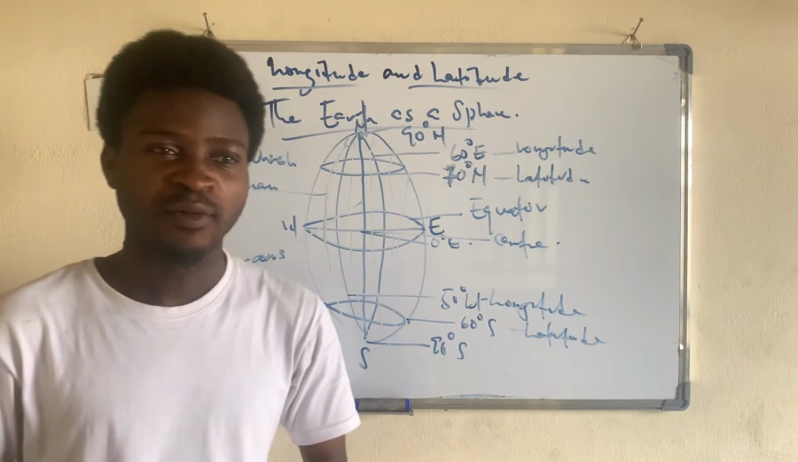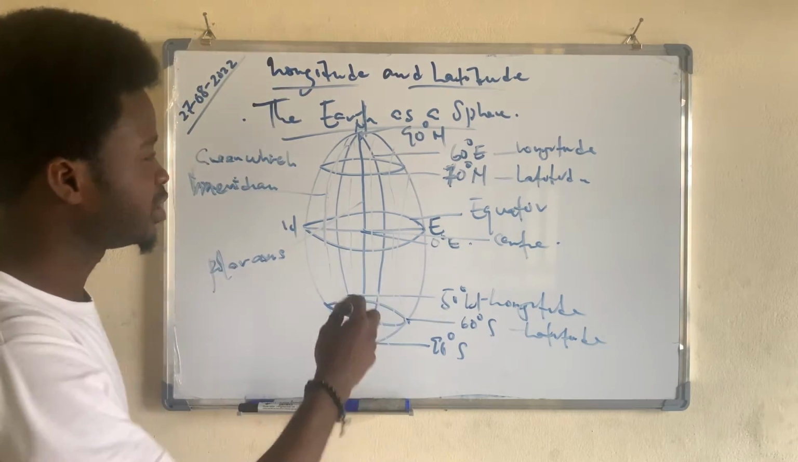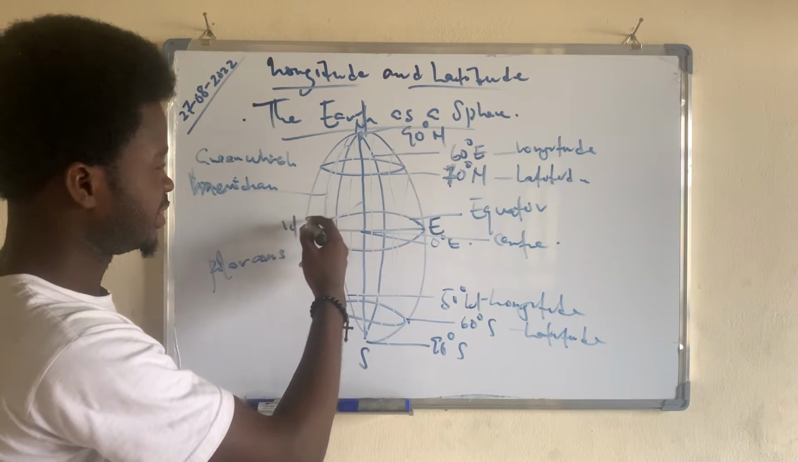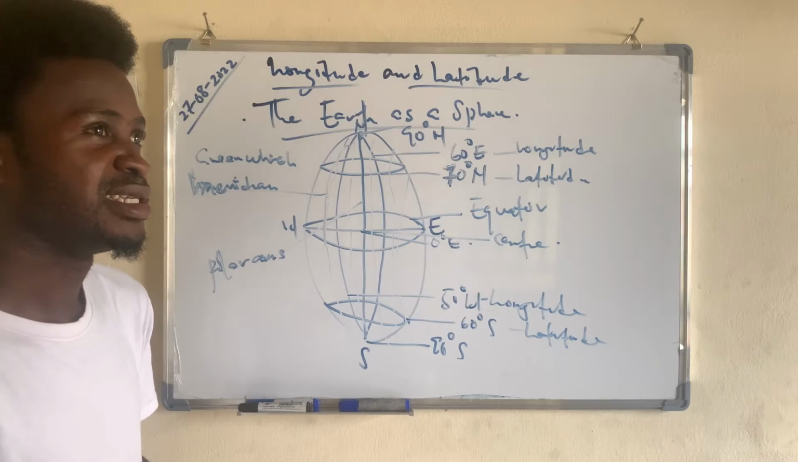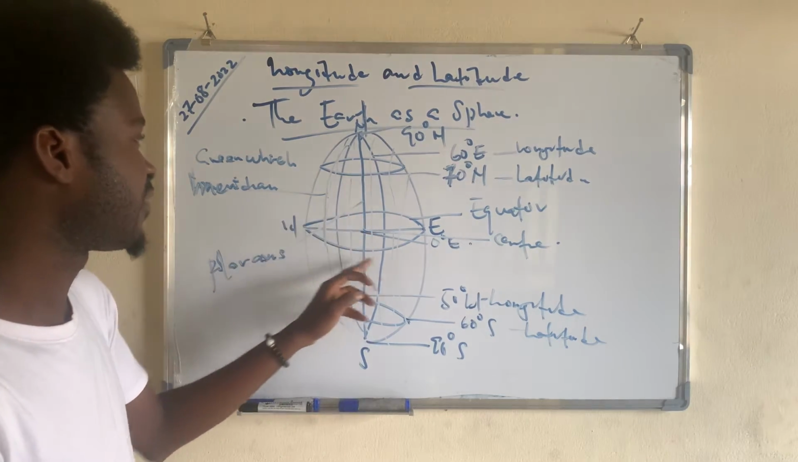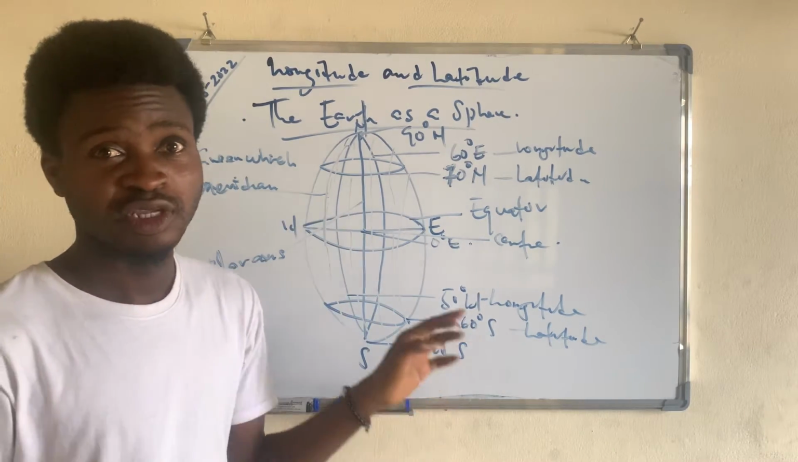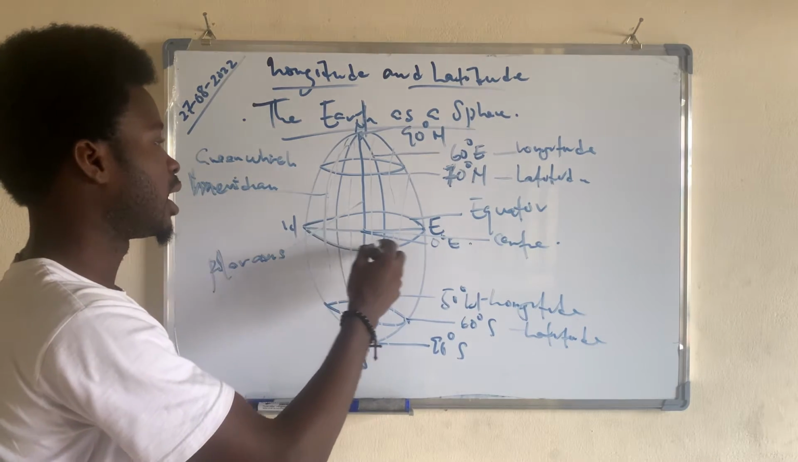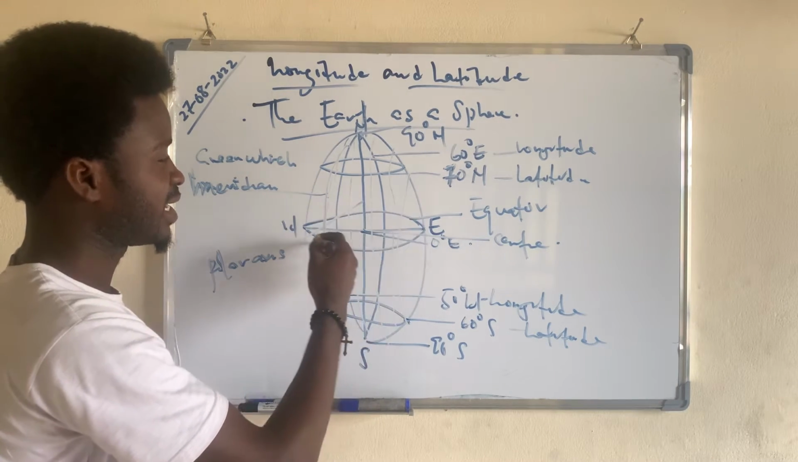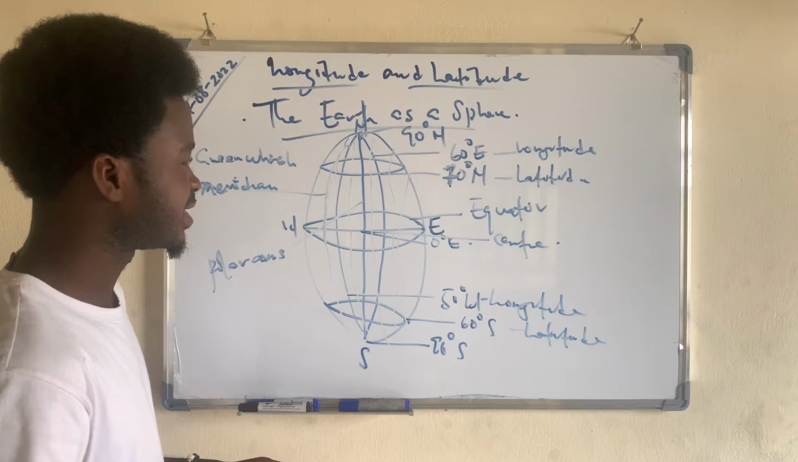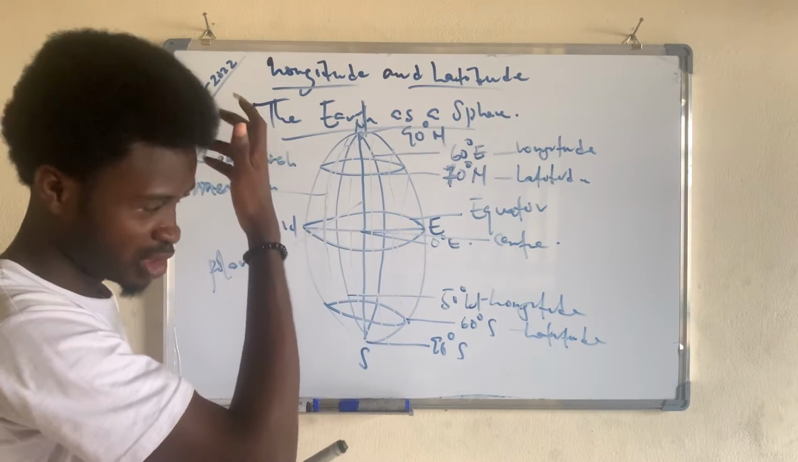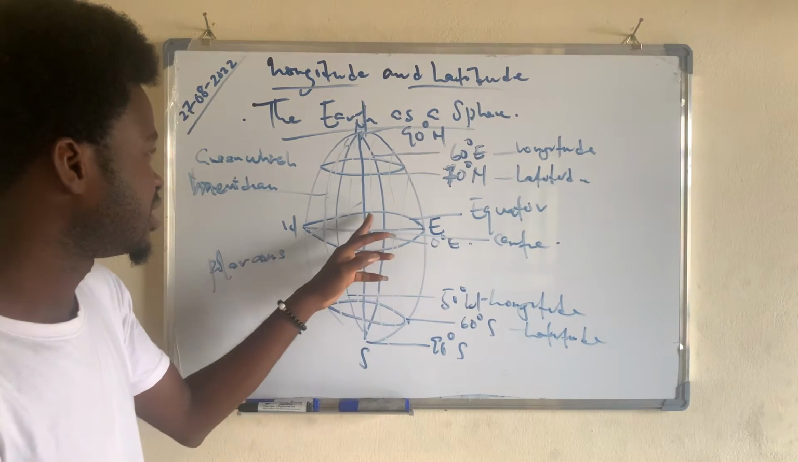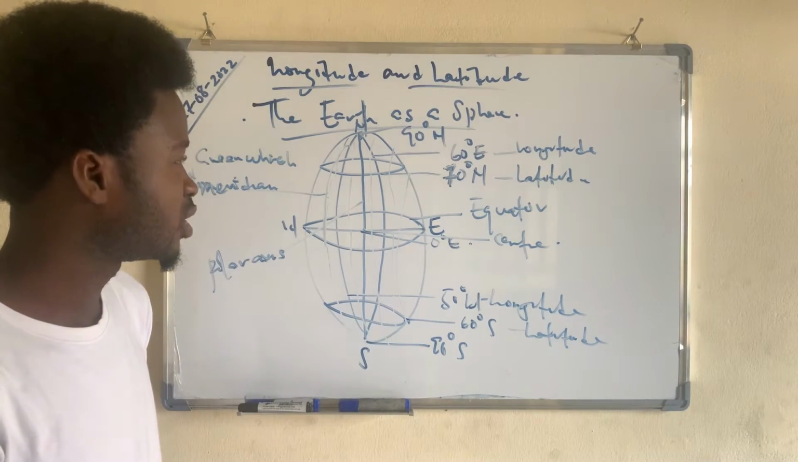So our equator is simply this. This is our equator. This is also referred to as the Great Circle. Here it is, this parallel line at the center of the Earth that divides the Earth into two equal parts. So this is our equator.